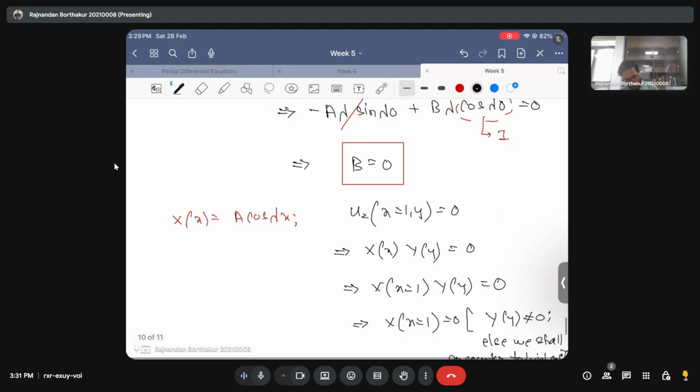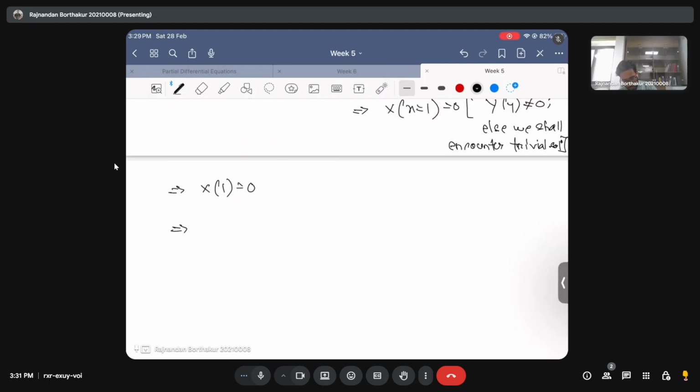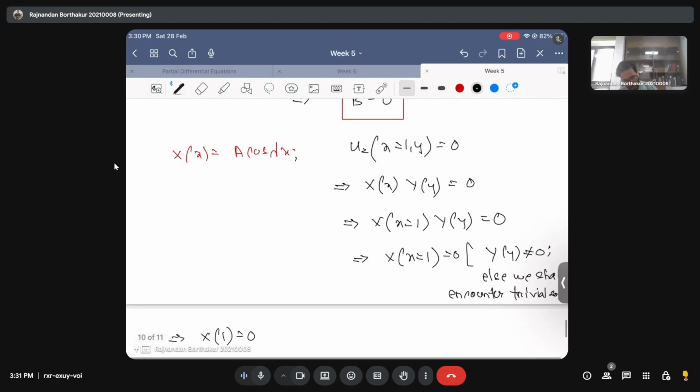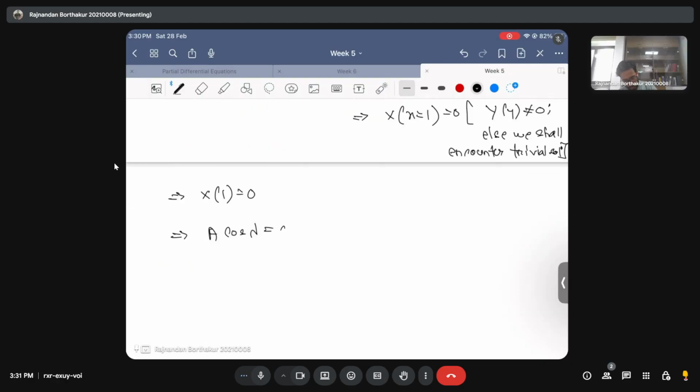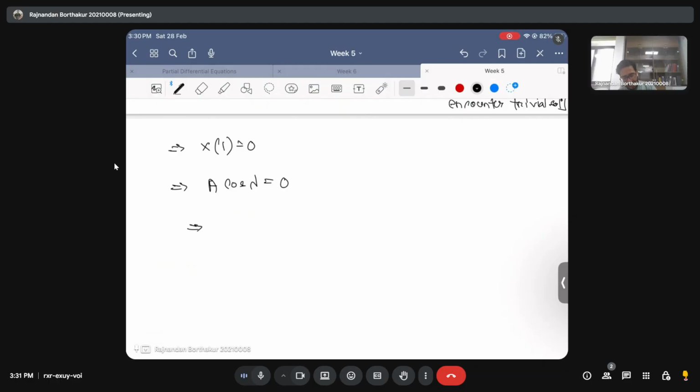So let's evaluate X of 1. X of 1 is a cos lambda equal to 0, which means a can't be equal to 0, because we know that b is already 0. If a happens to be 0, then X will turn out to be 0, and again we'll get the trivial solution. Which means that the only possible solution is cos lambda equal to 0, so my lambda is going to be equal to (2n plus 1) pi by 2, where n varies from 1 up to infinity.